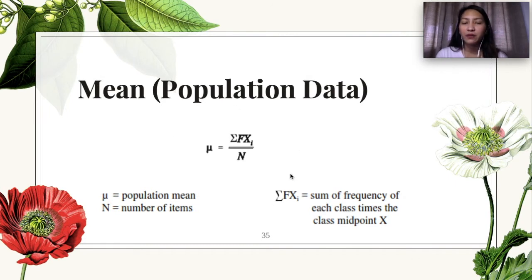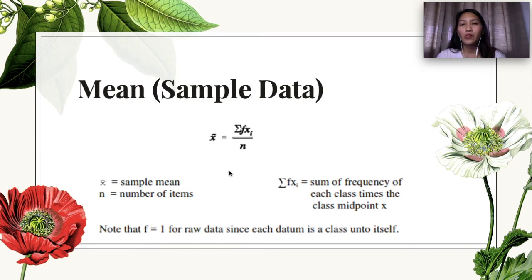This is the formula for our population mean. For symbol, we use the Greek letter mu. So you will get the summation of all your x and then divided by the number of items. So we have also the sample mean bar x and then the number of items for that sample.